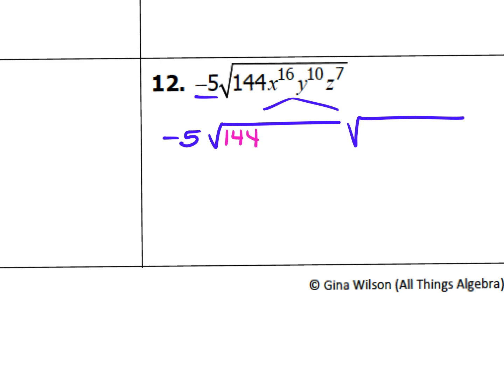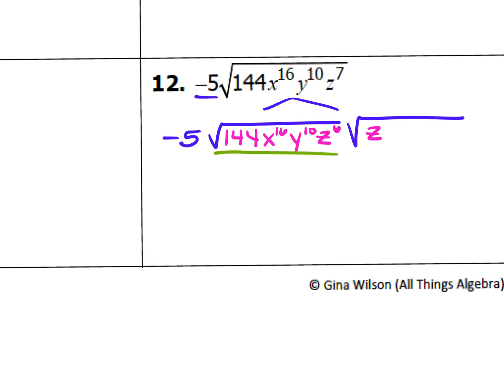Then you have x to the 16th. Is that a perfect square? Yeah. So put the whole thing on the left side, x to the 16th. Y to the 10th, is that a perfect square? It's divisible by 2, so put the whole thing there. Z to the 7th, is that a perfect square? No. What are we going to put on the left side? Z to the 6th, the next one down, which means you're left with what on the right side right now? Just a z. Okay, so now take the square root.